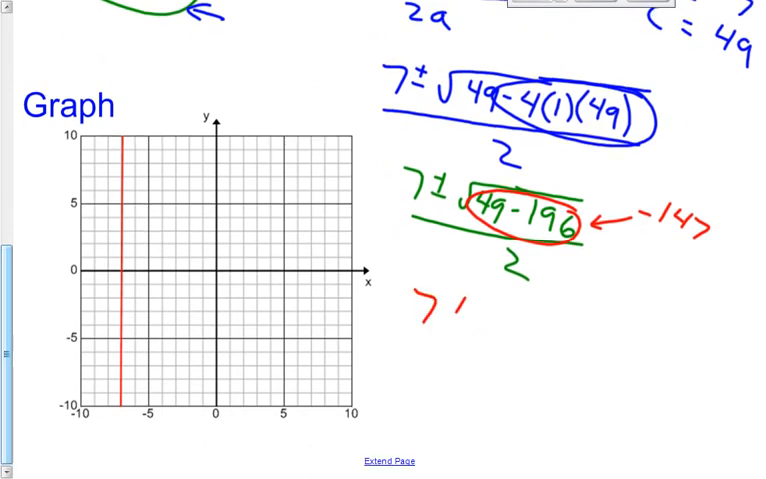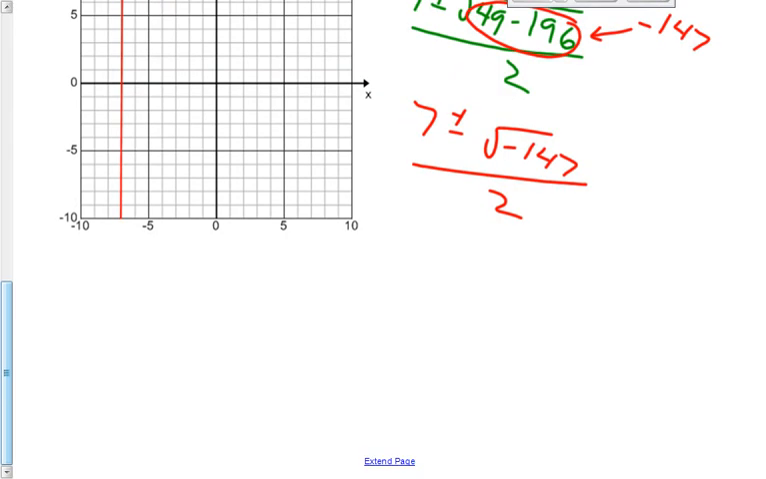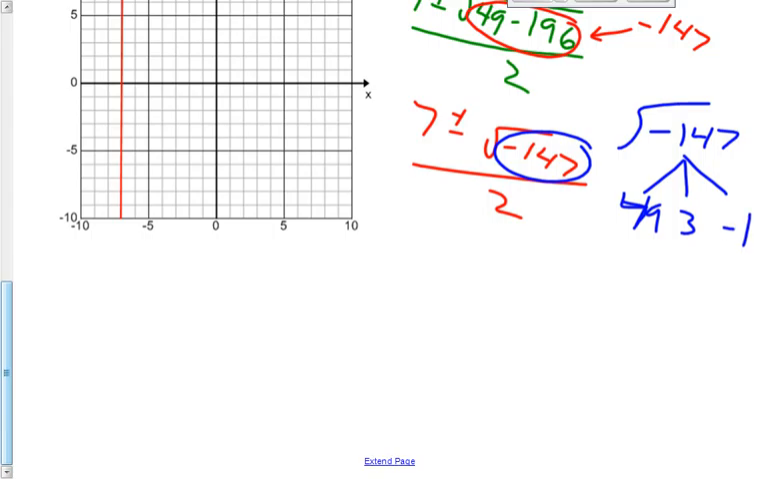So we have 7 plus or minus the square root of negative 147, that number divided by 2. At this point, you see if you can simplify your radical at all, and you can. The square root of negative 147 breaks up into 49 multiplied by 3 multiplied by a negative 1.